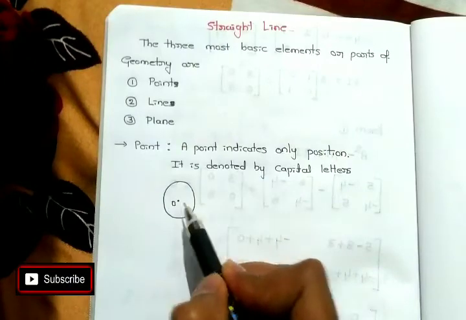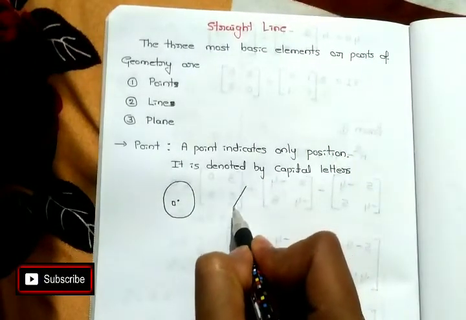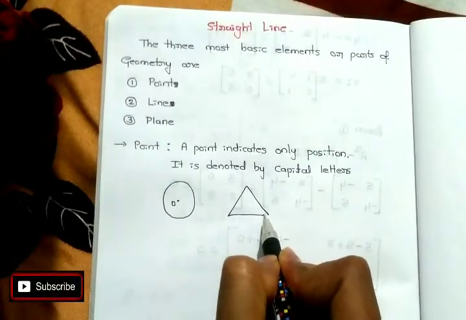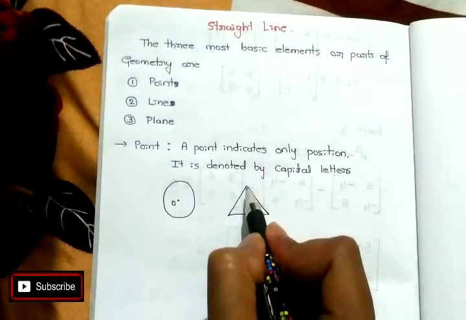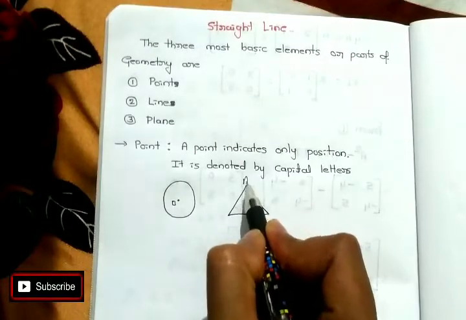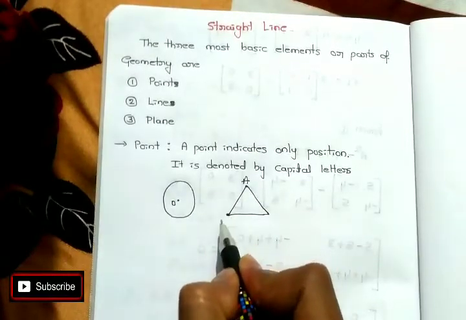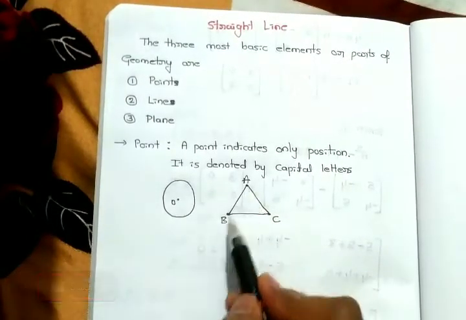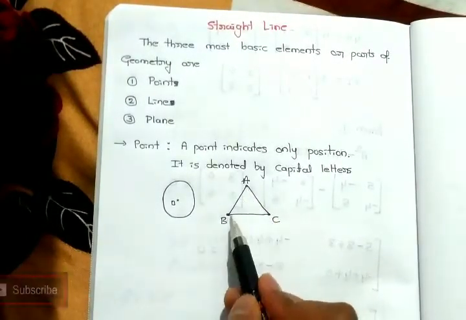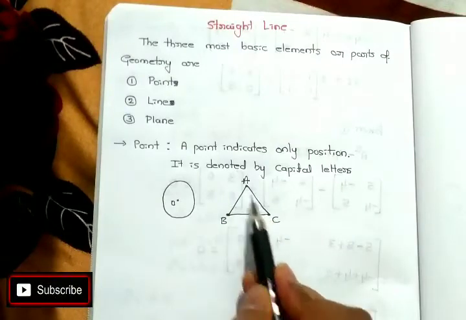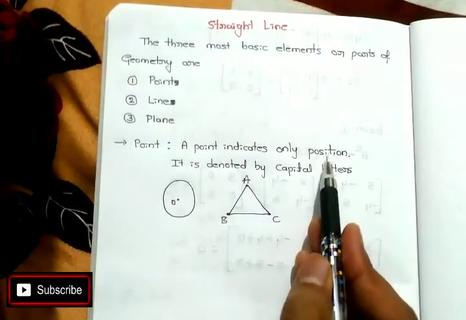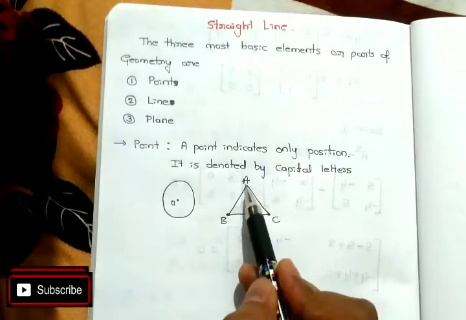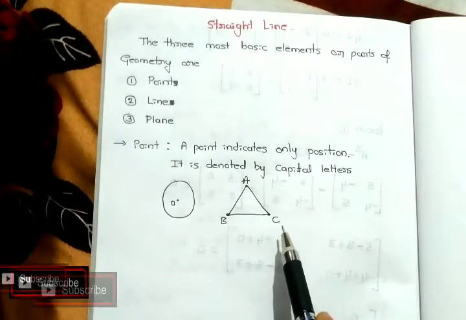So this is a point. Otherwise, if I consider one triangle, you know every triangle has how many points? 3 points. So this I am going to denote by A, this point B, and this point C. So every triangle has 3 points: A, B, C. These 3 points indicate the position, and a point is always denoted by capital letters.